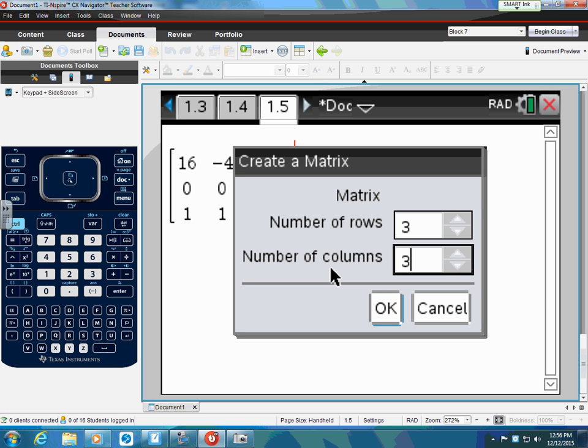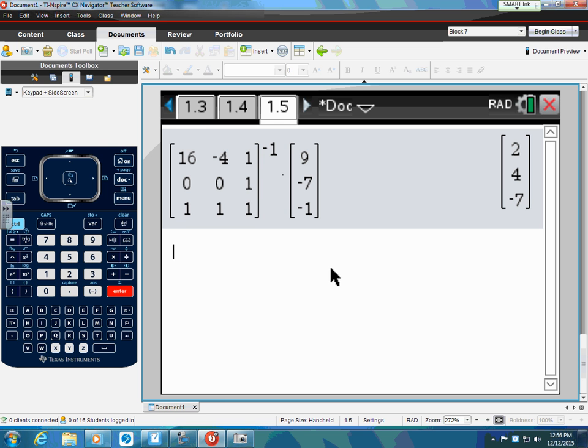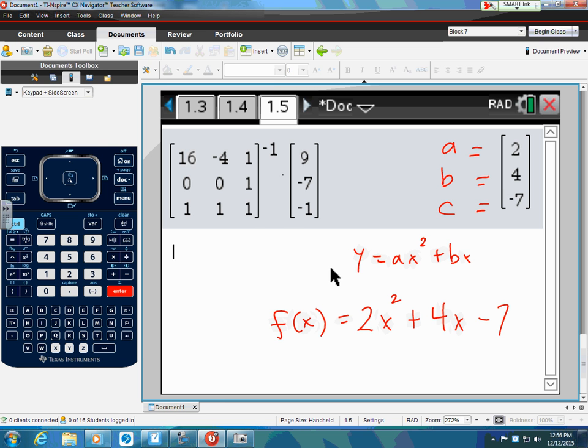This time I want 3 by 1. And at this point I'm typing in the 9, the negative 7, and the negative 1. When I push enter, I get 2, 4, and negative 7. That means this is my A, this is my B, and this is my C. So our answer, the quadratic function, is going to be 2x squared plus 4x minus 7. We just had to fill it in where the A, the B, and the C were.